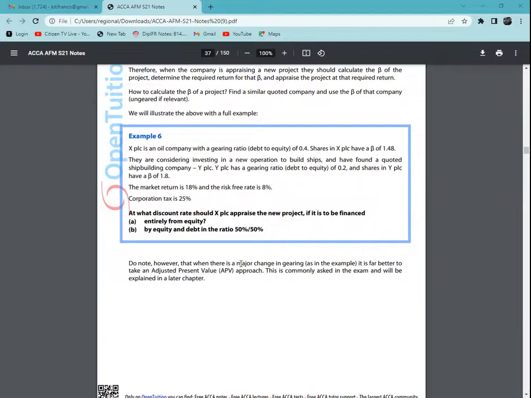They're considering investing in a new operation to build ships and have found a quoted shipping company, YPLC. This shipping company, YPLC, has a gearing ratio of 0.2, and the shares in YPLC have a beta of 1.8. Now, tell me, this beta of 1.8, how do you understand it? Is it beta equity over a levered firm or a beta equity over an unlevered firm?